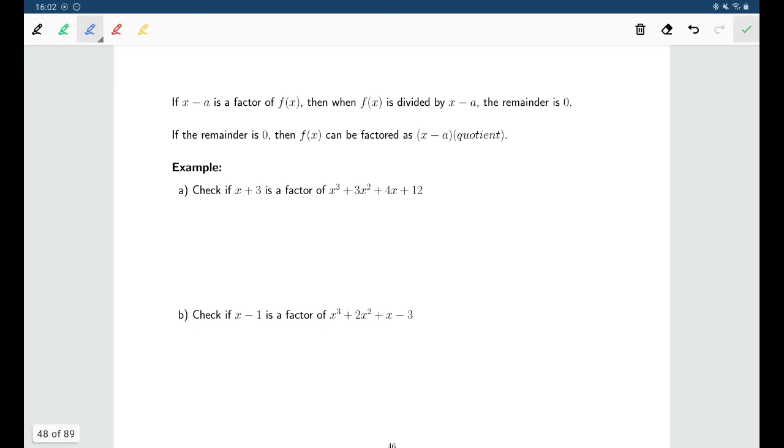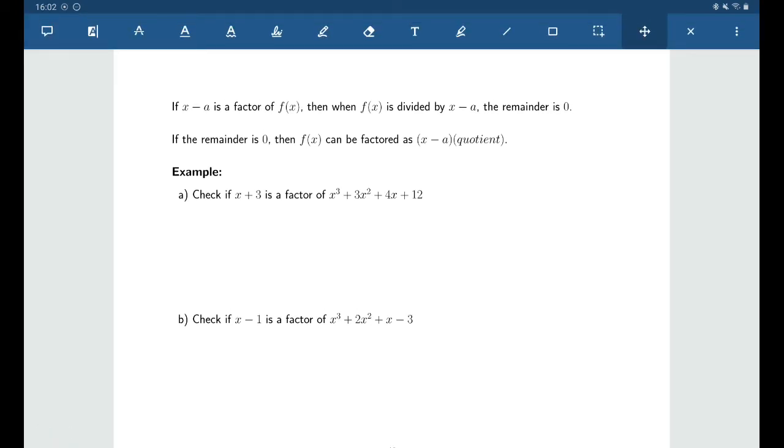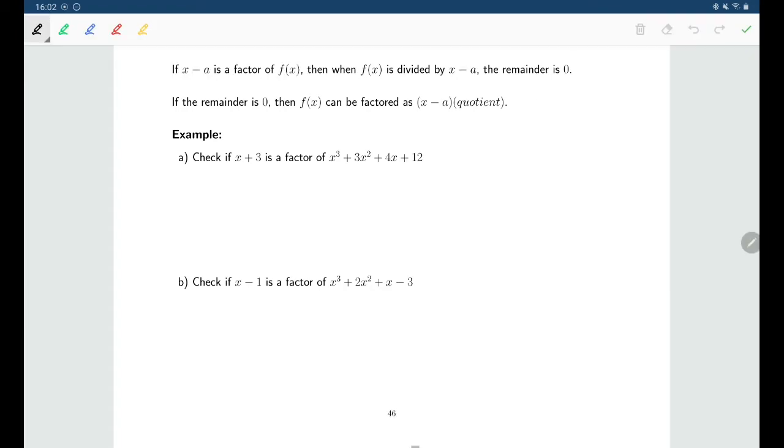Okay, so here we've got one other thing to mention, which is, again, same idea that I've mentioned a couple of times so far, which is that if you happen to have a factor, then it goes in evenly. In other words, the remainder is 0. And in other words, you can say f of x is that factor times whatever that quotient happens to be.